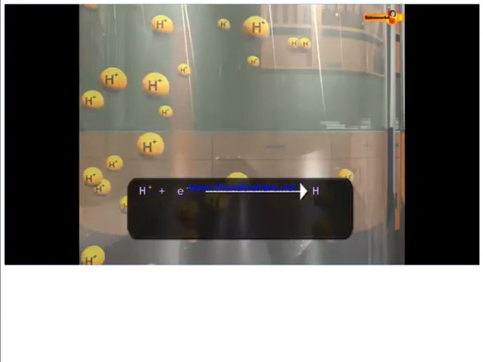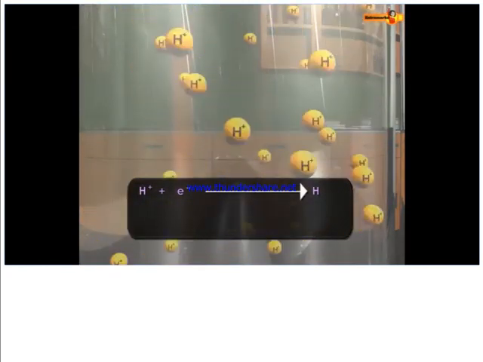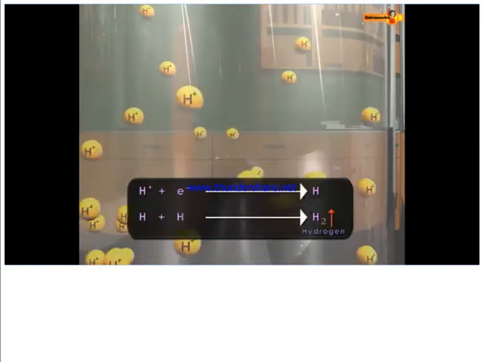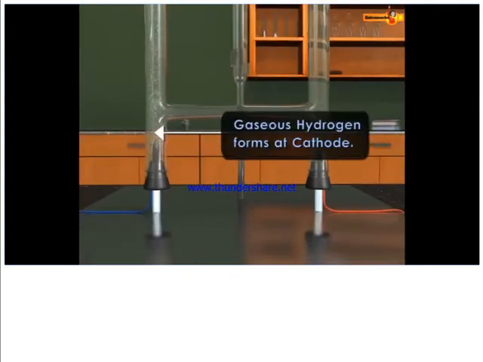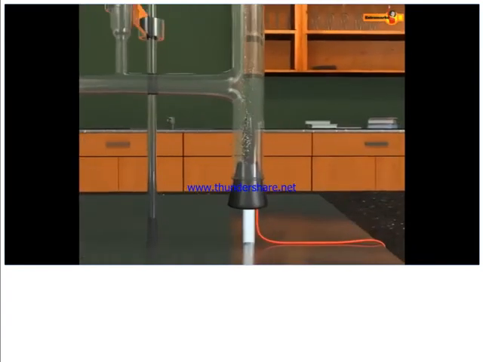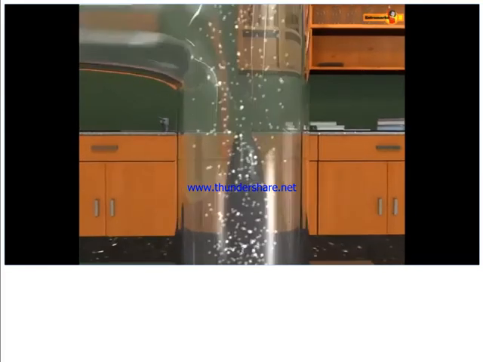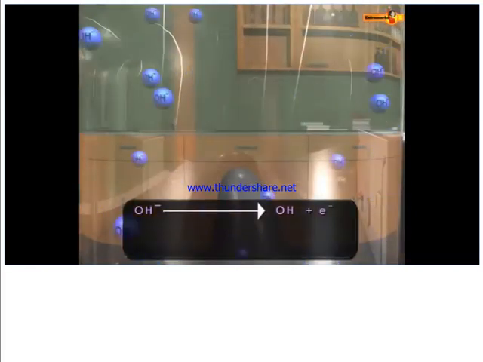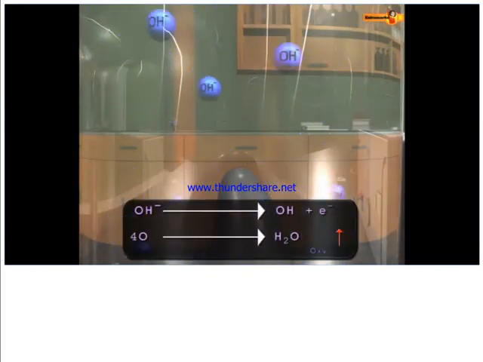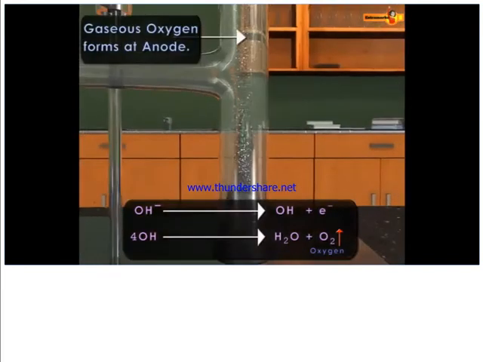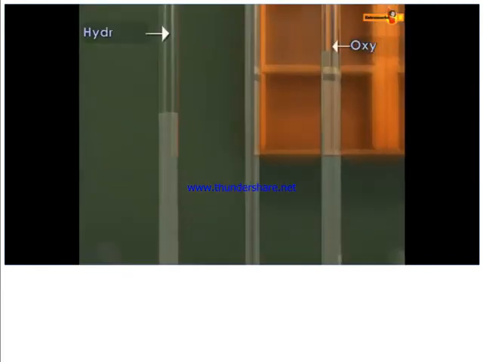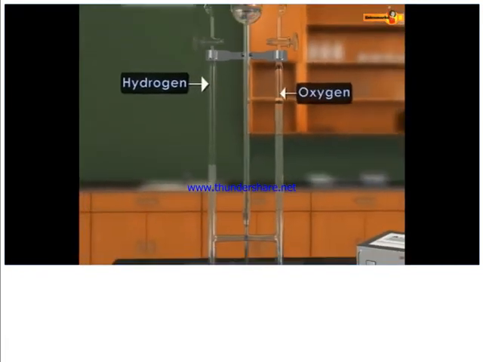At the cathode, the positively charged hydrogen ions get discharged as the hydrogen atoms that form the hydrogen molecules. At the anode, the negatively charged hydroxyl ions are discharged and they form water and oxygen gas. Each of the two gases displaces water and gets collected at the top of the two outer tubes.